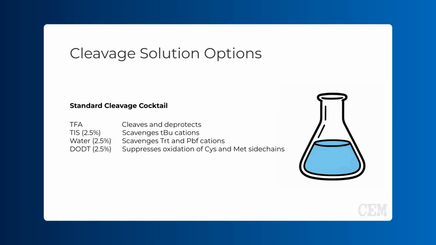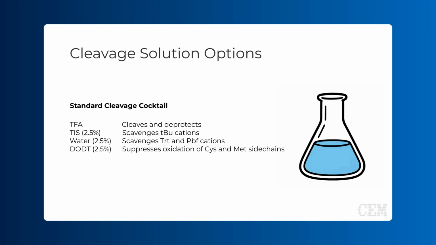The final stage of SPPS is cleavage, releasing the peptide from the resin and removing the side chain protecting groups. In most cases, and always with Wang and Rink linkers, cleavage is performed with concentrated trifluoroacetic acid, or TFA, and is used in cocktails with scavengers like TIS, water, and/or DODT. These scavengers capture reactive byproducts and protect sensitive residues.